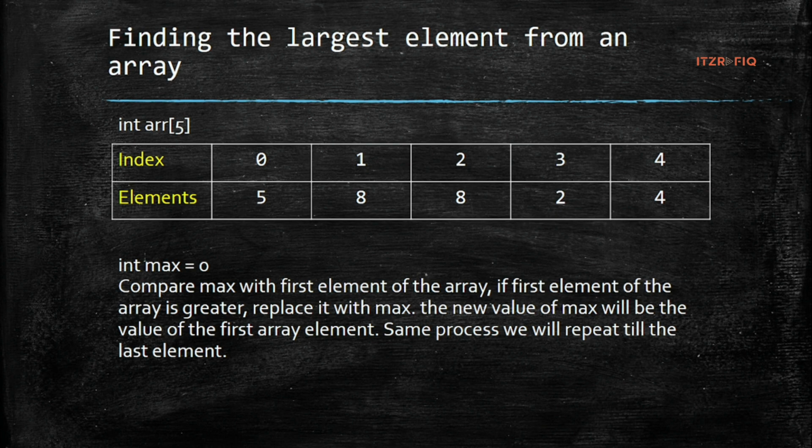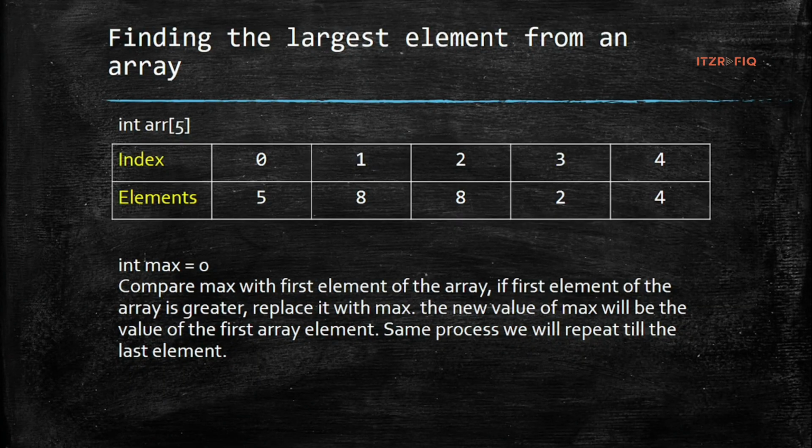Again, we will follow the same process for the second element, that is index 1. We will compare 5 with 8. If 8 is greater, then we will replace the value of max with 8, and so on. We will go till the last element, and at last the final value of max will be 8, as here the largest number is 8.